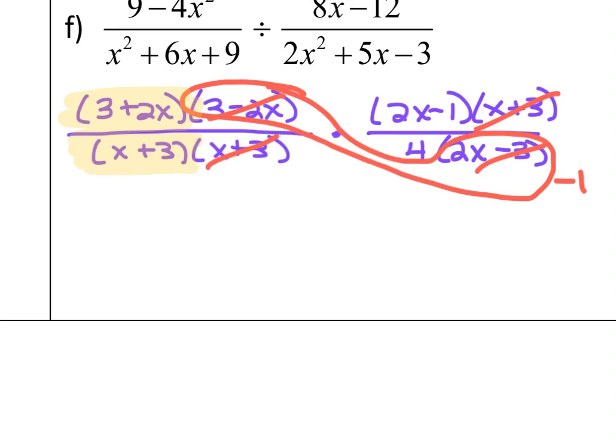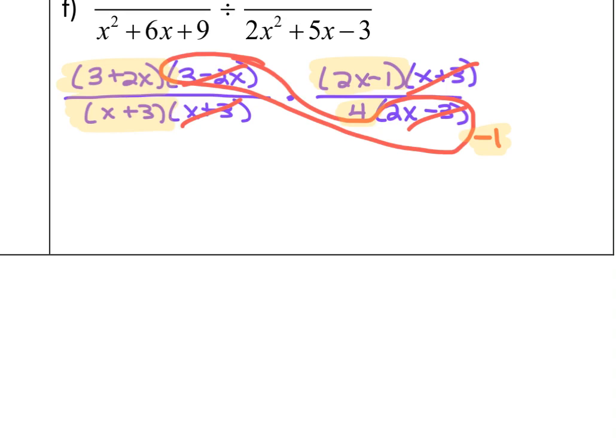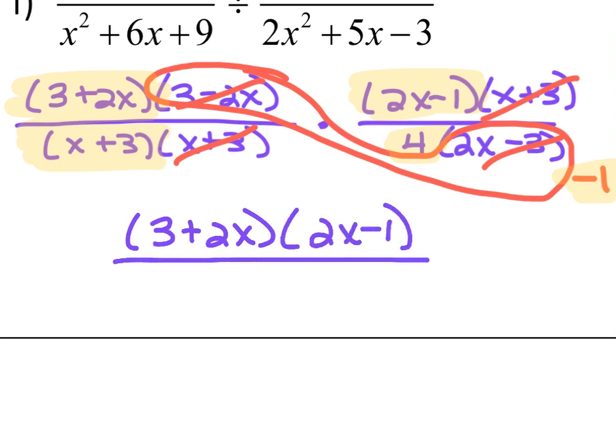So I've got the 3 plus 2x over x plus 3. I've got the 2x minus 1. I've got the 4, and I've got the -1. That's a whole lot of stuff. Don't forget to write anything. So in my answer, I have 3 plus 2x times 2x minus 1. That's all in a numerator.